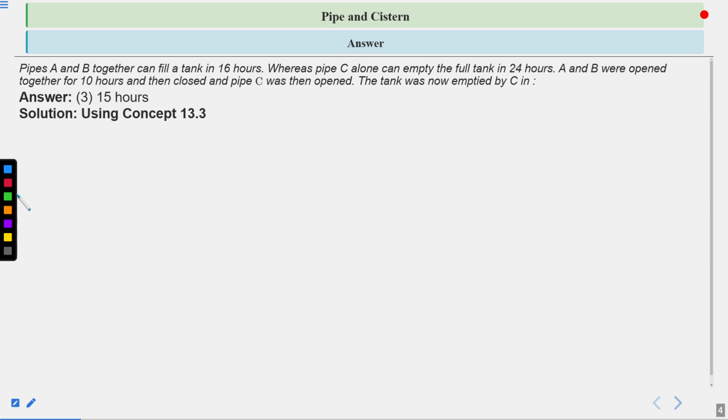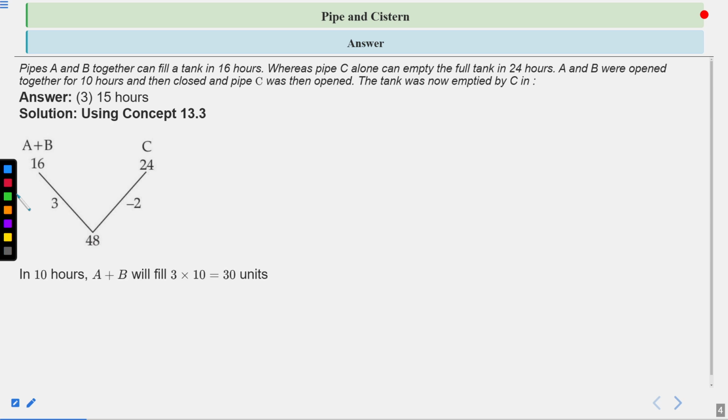Now see the detailed solution using concept 13.3 in this question. When we take the LCM of 16 and 24, 16 hours taken by A and B together and 24 hours taken by C alone, 16 and 24 LCM will become 48. So we get the efficiency, which is 3 and -2 units. The minus just represents the negative efficiency because pipe C is draining the tank.